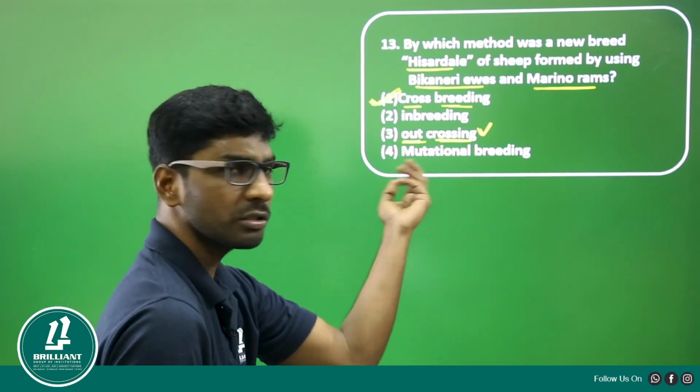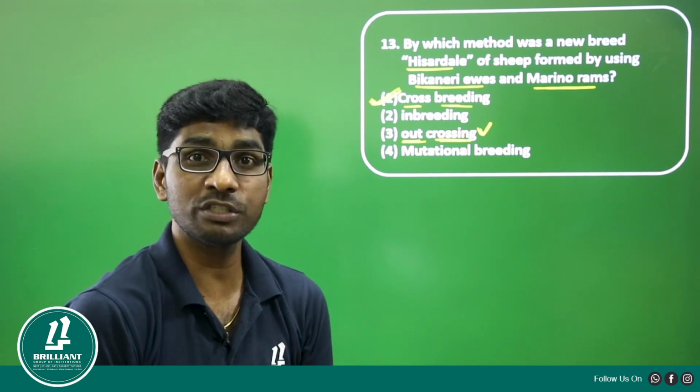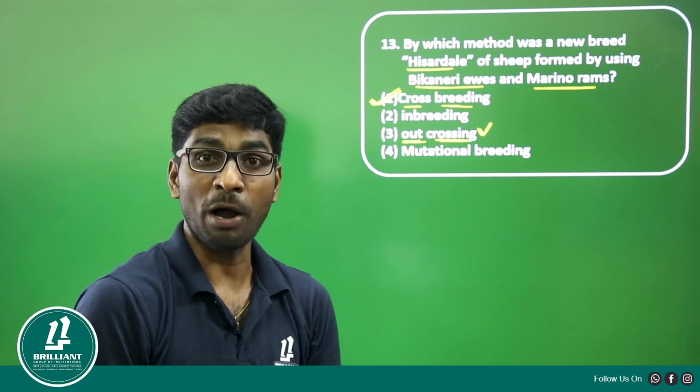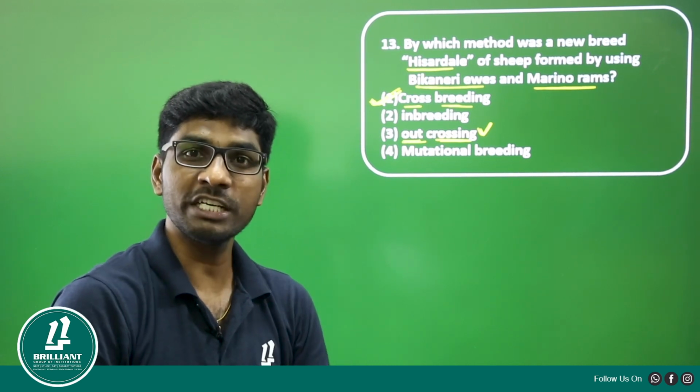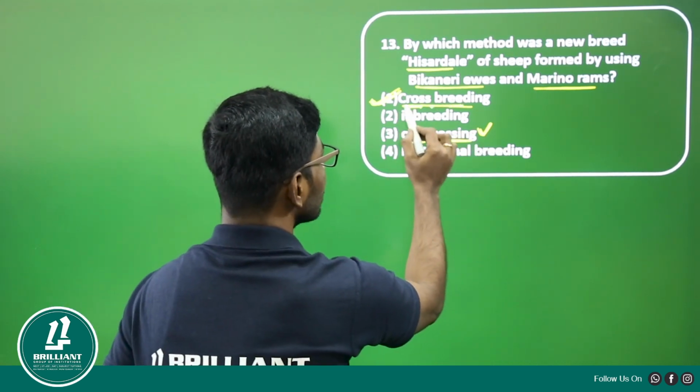So what is this mutational breeding? How many of you remember mutational breeding? Yellow mosaic virus resistant plant. Yes or no? Powdery mildew. Those are mutational breeding plants, right? So the correct one is cross breeding.